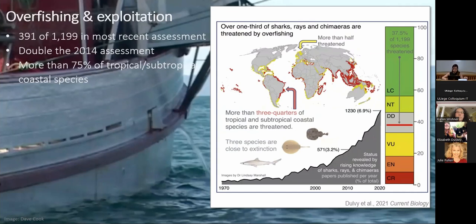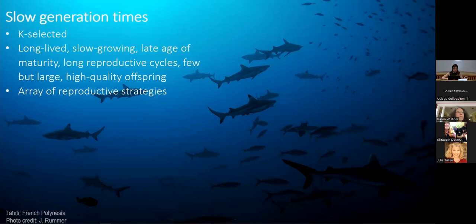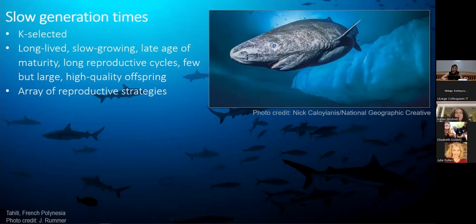But the other issue that sharks and their relatives have that's not helping their resilience is that from an ecological perspective, they are K-strategists, meaning that these species are typically long-lived, slow-growing, and have a late age of sexual maturity, with really extreme examples like the Greenland shark that can live to be nearly 500 years old, but can take as long as 150 years to reach sexual maturity. Wow, that's a pretty long time.